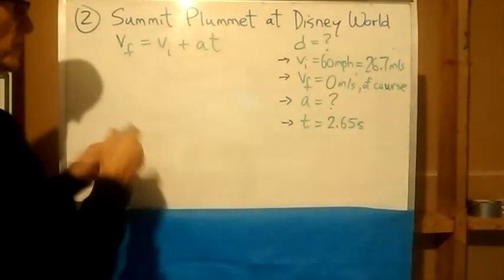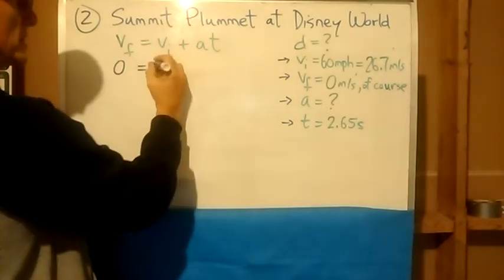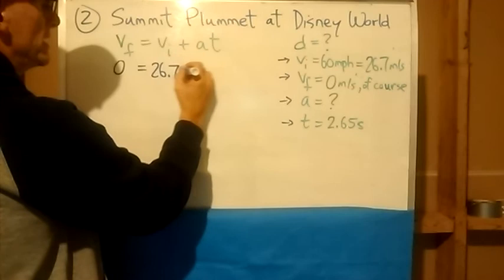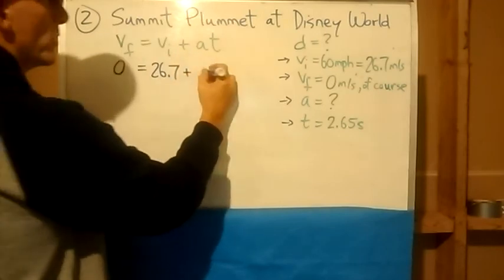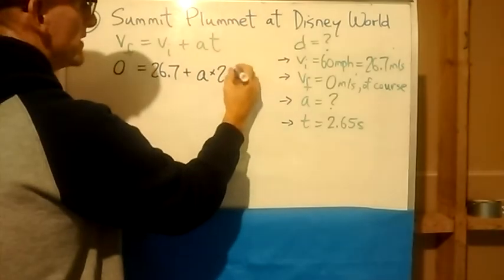So again, I'll just put the numbers in like I did last time. 0 is the final speed. The initial speed coming in was 26.7. The acceleration, don't know it, but I'm looking for it, times the time, 2.65.